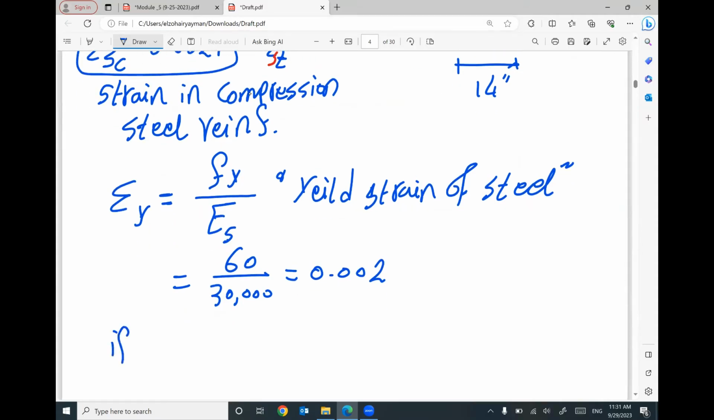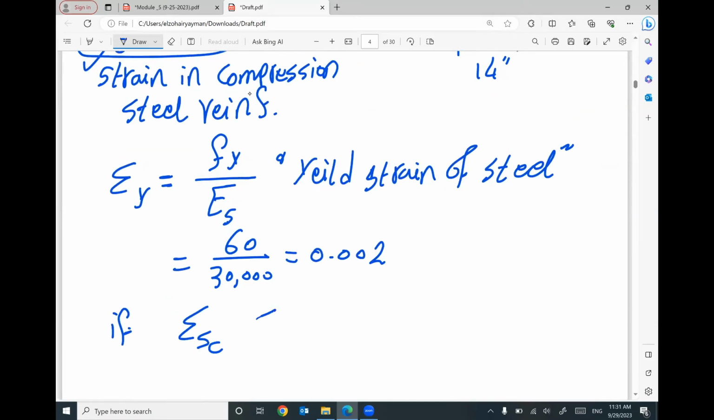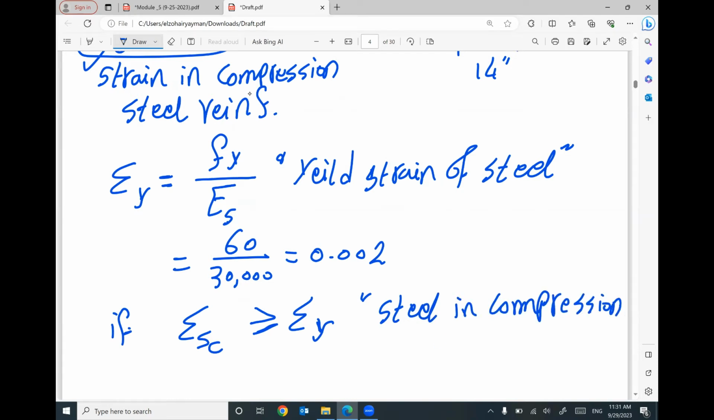If epsilon steel compression that you got from the triangle similarity is greater than or at least equal to epsilon yield, then the steel in compression yielded. And we are done.